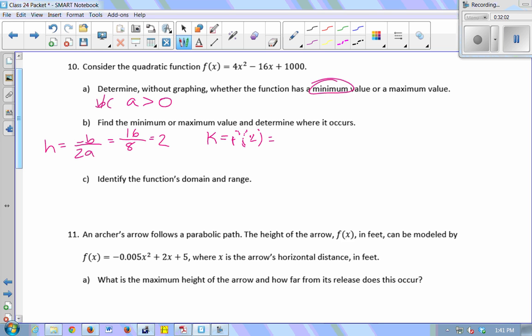So 2 squared is 4. Times 4 is 16. 16 times 2 is 32. So 16 minus 32 is negative 16 plus 1,000. 1,000 minus 32. So 984. Thank you.